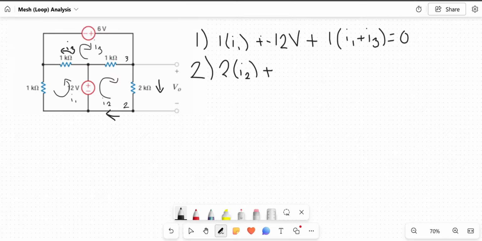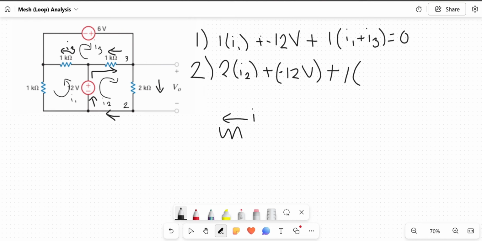Then this current goes here and goes into the 12 volt source from the negative side, so this will be written as plus negative 12 volts, plus it goes here and goes like that, while I3 goes the opposite direction. Because of that, this will be written as plus 1. Since they go in the opposite direction, they're opposing each other. This will be written as I2 minus I3 equals 0.